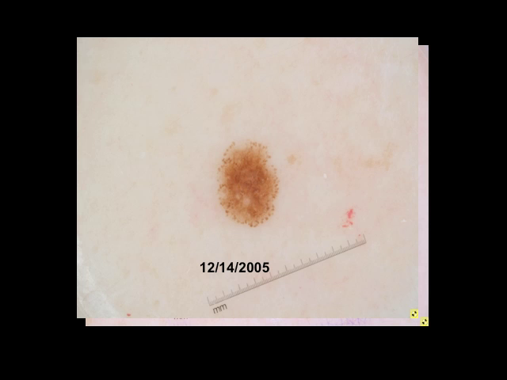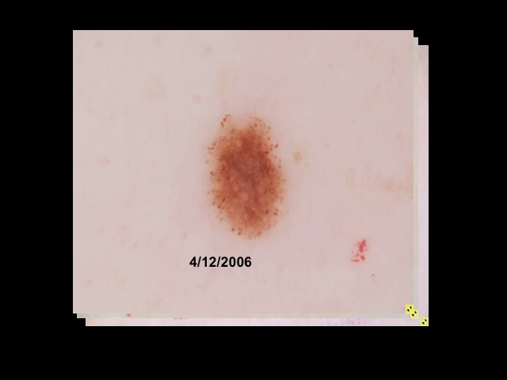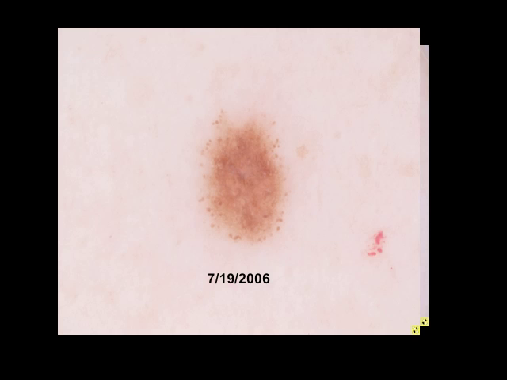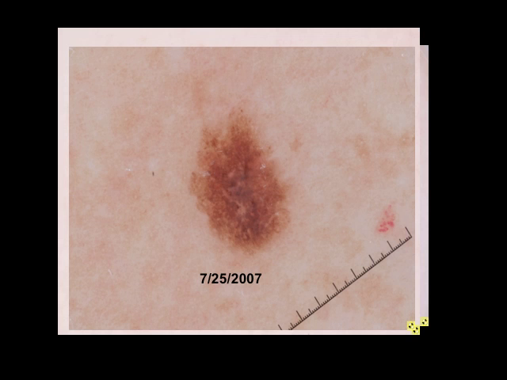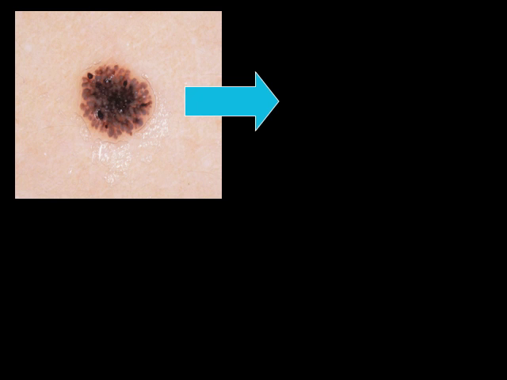If such nevi are sequentially followed over time, they will symmetrically enlarge, the globules will become sparser, and eventually the nevus will enter a stage of senescence, at which point the globules will no longer be visible and the nevus will manifest a reticular or homogeneous pattern.